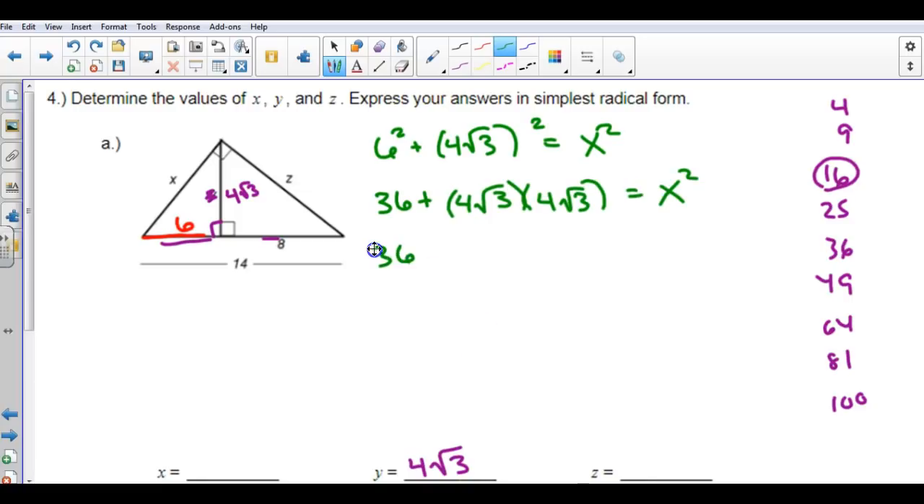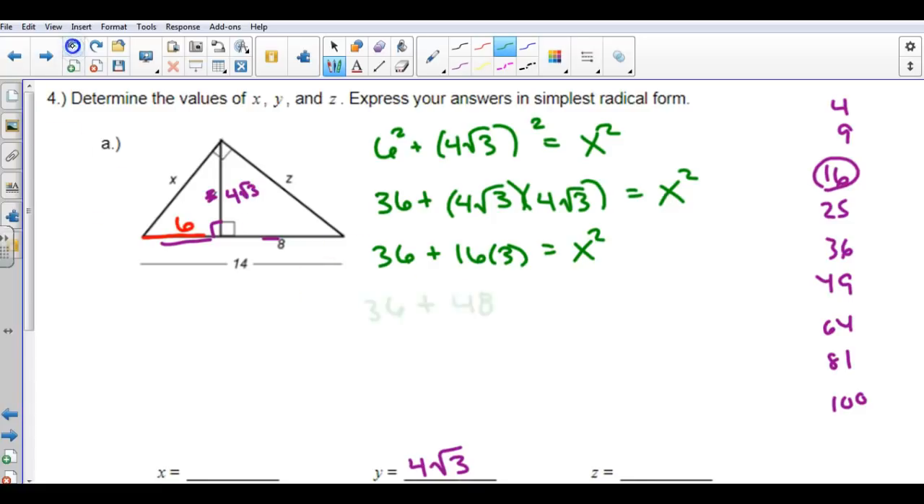So it's really 36 plus, and then it's not like I have to distribute or anything, but just multiply your 4's, and that gets 16. And then multiply radical 3 and radical 3, and that gives me 3. And that is equal to x squared. And what we really end up with then is 16 times 3, which is 48. So that was the number before. Keep in mind, that was the number that we ended up simplifying anyway, when we figured out that 16 was the largest square that went into 48. So it takes you right back to that value.